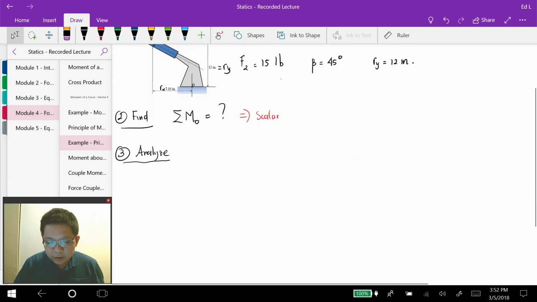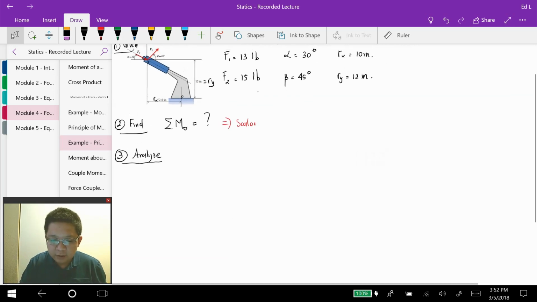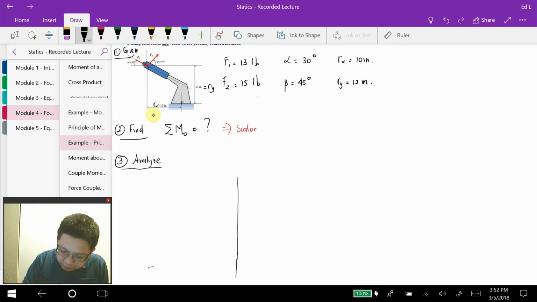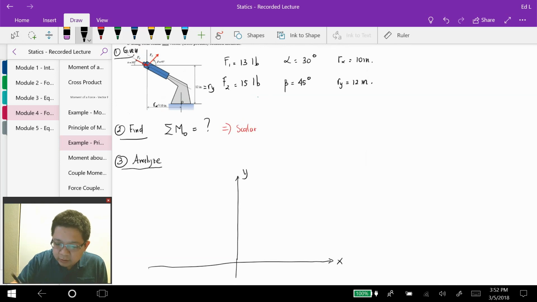It's always a good idea to resketch everything as we have done in the previous problems. Let's start by sketching the x and y axes. This is the x axis, this is the y axis, and point O is right there. Point P is located above here. This distance, from here to here, is Rx equals 10 inches, and the distance from here to here is Ry equals 12 inches. Then force F2 is applied right there, and force F1 is applied right there.